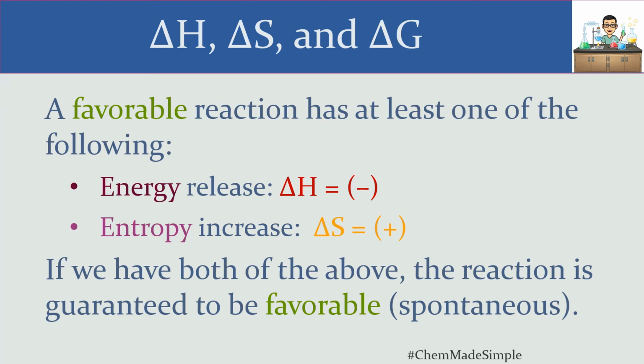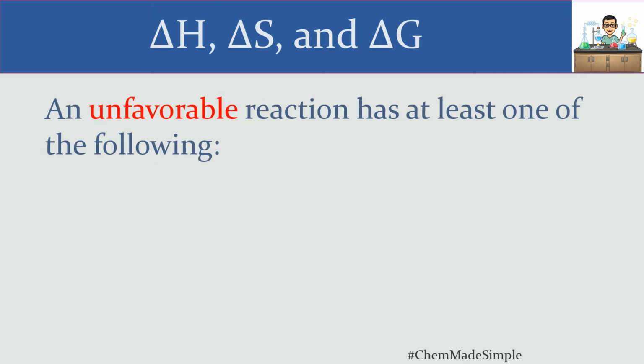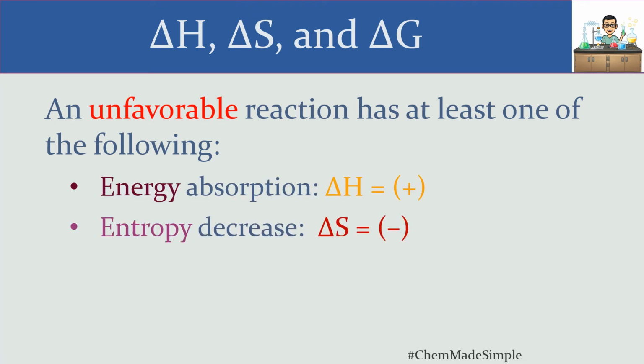And so what we're looking at in terms of knowing which way our reaction is going to happen for sure is that the signs of delta H and delta S are actually going to be different from each other. So again, just to reiterate, an unfavorable reaction has at least one of the following. It's going to have an energy absorption or an entropy decrease.